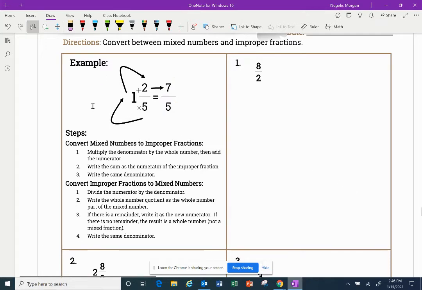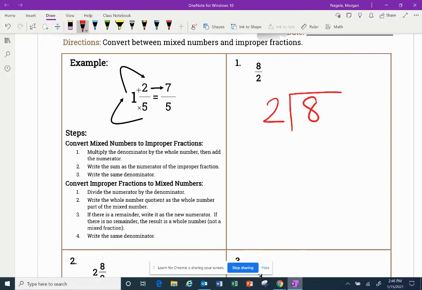Well, thankfully, the page has all of these steps here, so you can see, okay, if they gave me a mixed number, here are the directions. And if they give me an improper fraction, here are the directions. We can see that number 1 is an improper fraction. I do not see a whole number right here, a big number. So I know this is an improper fraction, not a mixed number. Step number 1 says, divide the numerator by the denominator, which is exactly what I'm going to do. So I'm going to take my numerator, my 8, and I'm going to divide it by my denominator, my 2.